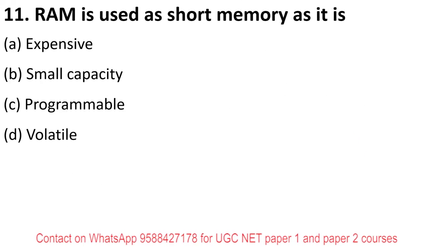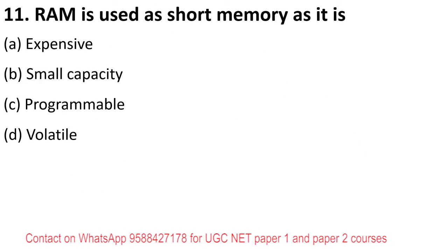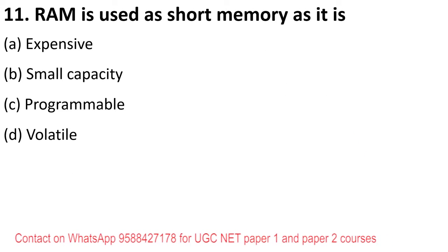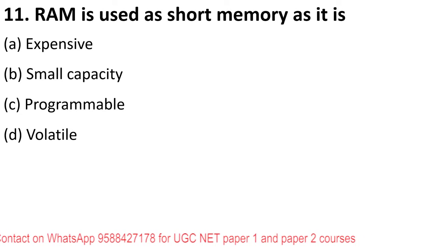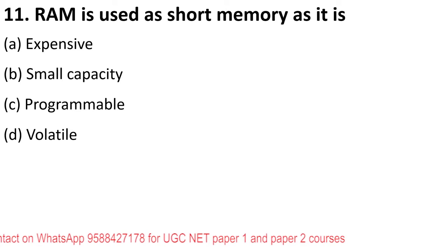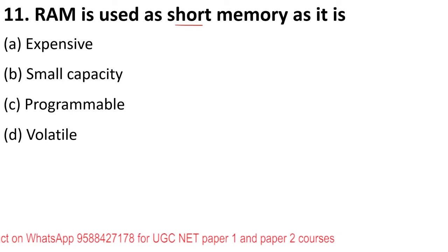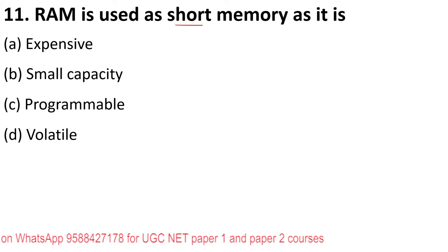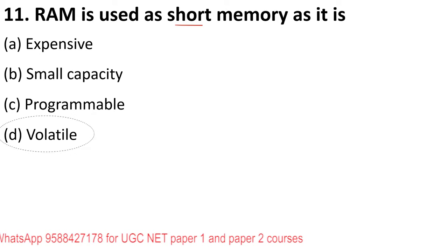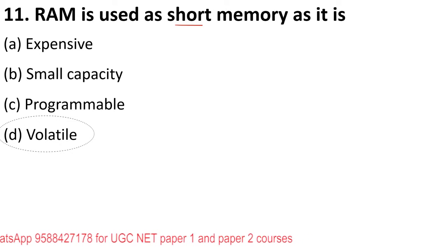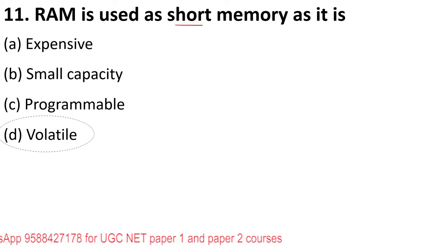RAM is used as short memory as it is... expensive, small capacity, programmable, or volatile? RAM is used as short memory because short means for a very small duration. Because it is volatile, whatever is stored inside the RAM, whenever the computer switches off, everything disappears or vanishes.